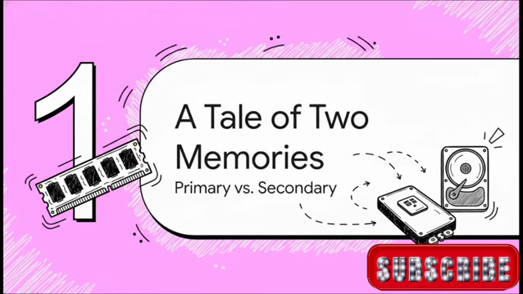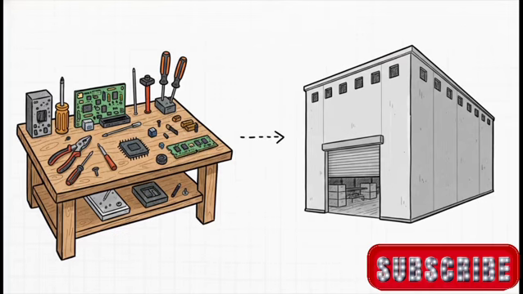Well, the answer comes down to this really simple but brilliant idea. Your computer doesn't just have one big blob of memory. No, it actually has two completely different types, and each one has its own very specific and very important job to do.